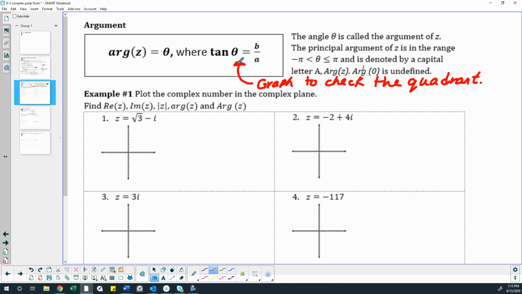Make sure you graph it to check the quadrant, correct? Because tangent is only going to give you a quadrant 1 or a quadrant 4 angle. And so if it's quadrant 2, then you're going to have to change your quadrant 4 angle to quadrant 2. And if it's quadrant 3, you're going to have to change your quadrant 1 angle to quadrant 3. But you only need to know how to do that if you actually graph it and pay attention to where the angle is and what quadrant it's in. All right.